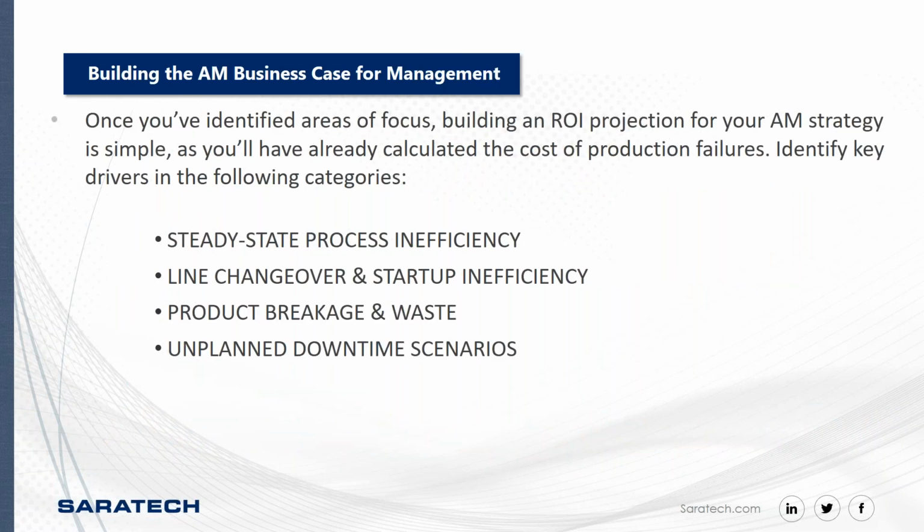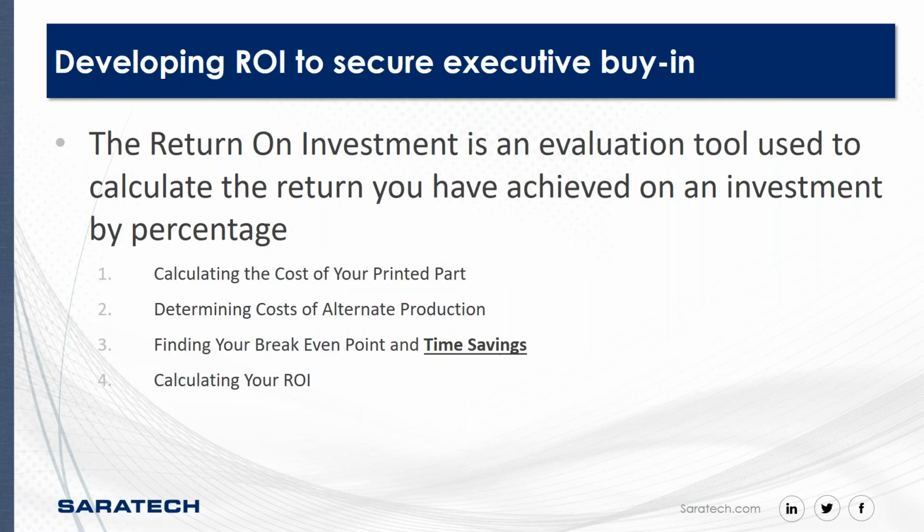Once you've identified these areas of focus, the next part we're going to get to is how to build the ROI projection for your AM strategy. You're going to look at things like steady state process efficiencies, line changeover and startup inefficiencies, product breakage and waste, unplanned downtime and scenarios. These are all areas that I think a lot of companies that do any kind of manufacturing run into. And we found that additive can really help reduce things in these categories or help complement or speed that up. Whether it's a time component or a cost component, we're finding that additive manufacturing can really help out in some of these common areas that customers are facing.